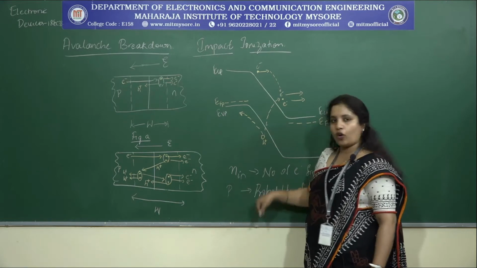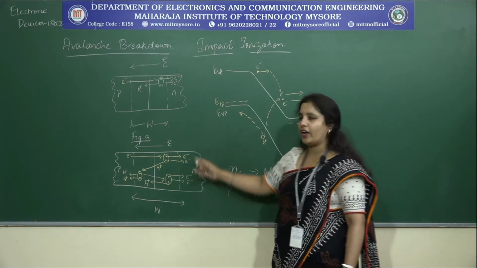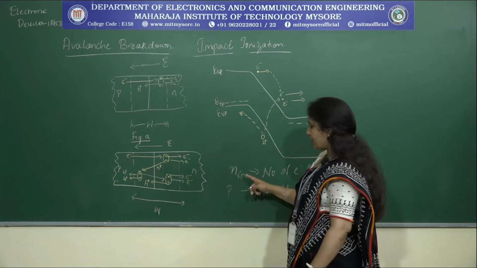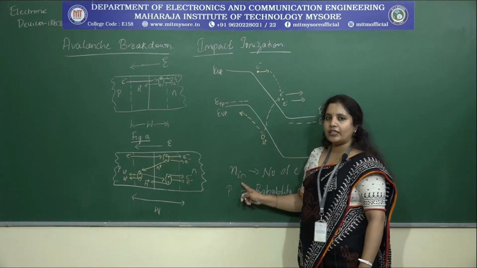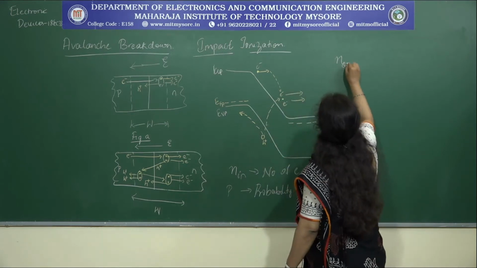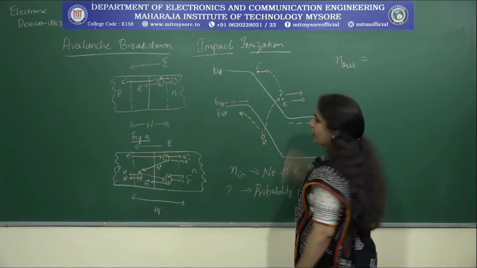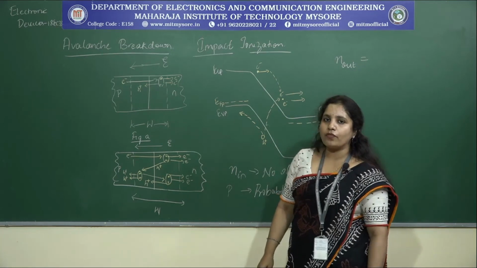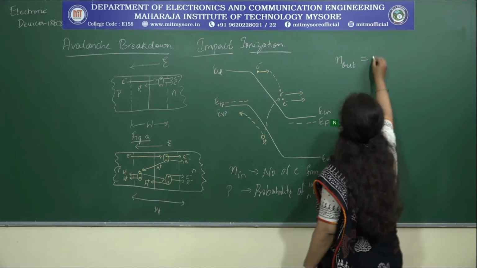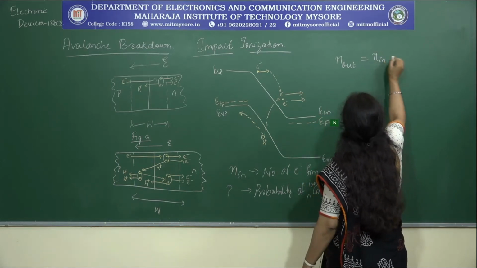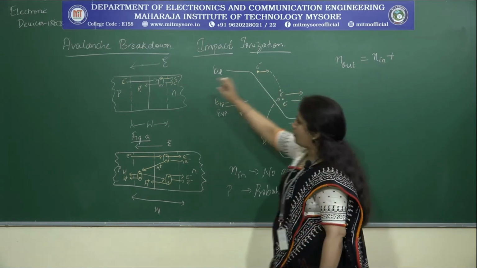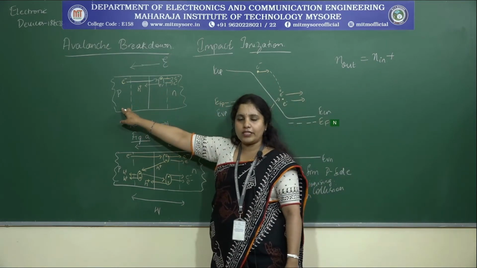Now, because of this collision, what happens to the number of electrons at the end side? It increases, right? Which is no longer the same as the number of electrons which is provided from the P side. Therefore, let me represent that term as N out, which indicates the number of electrons at the N side, which is given by Nn plus, I'll tell you what this is. So Nn is the actual number of electrons which is present in the P side.